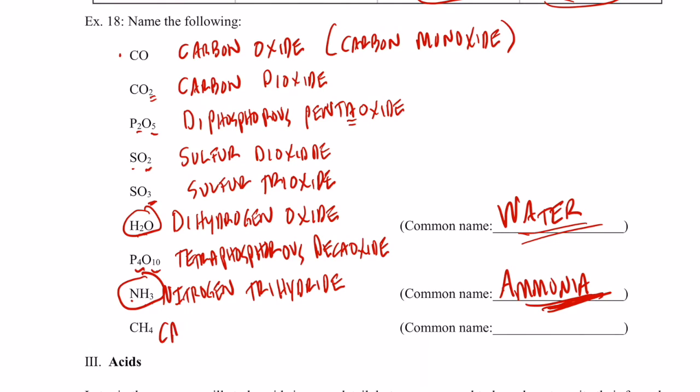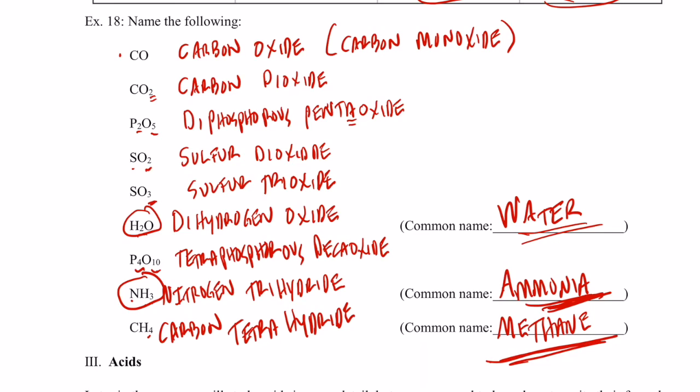CH4 would be carbon. Now we have 4 hydrogens, so that would be tetrahydride. So carbon tetrahydride. Now the common name for that is methane. So I expect you to use the common name for CH4 and not the technical name for it.